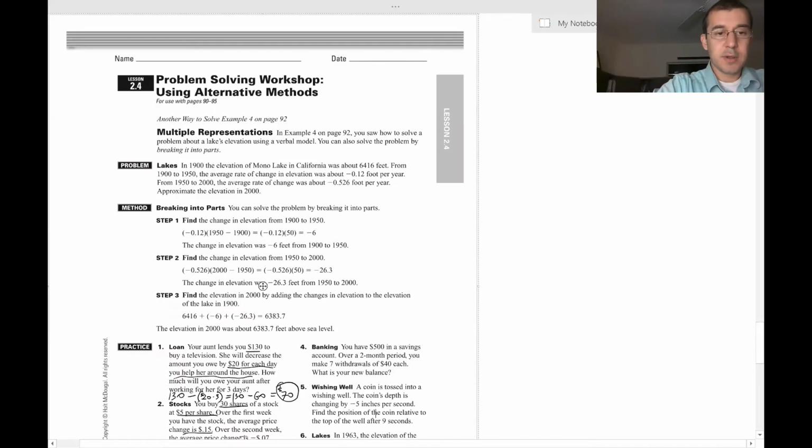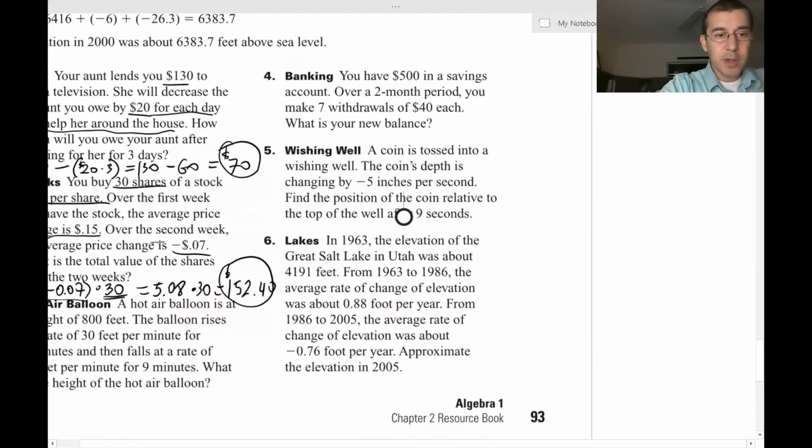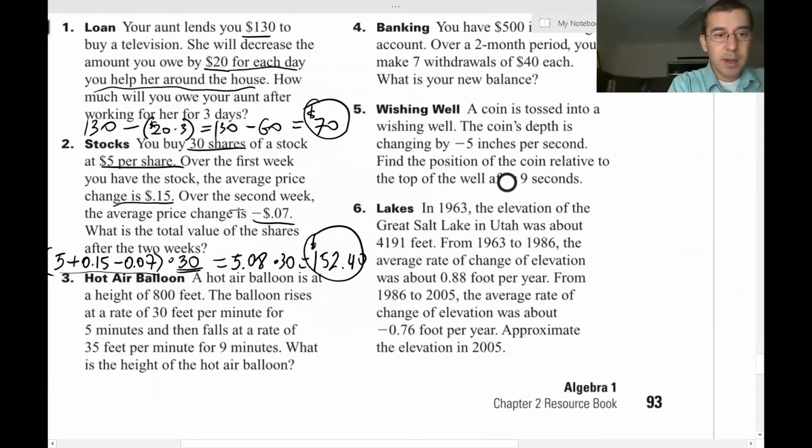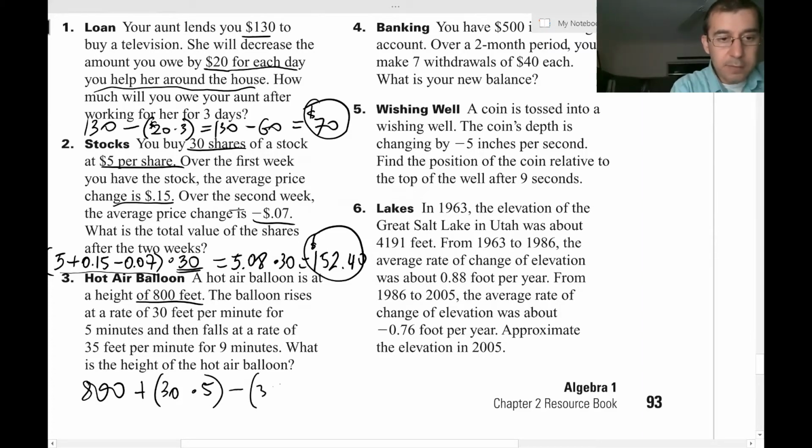Number 3, hot air balloon. A hot air balloon is at a height of 800 feet. The balloon rises at a rate of 30 feet per minute for 5 minutes, and then falls at a rate of 35 feet per minute for 9 minutes. What is the height of the hot air balloon? So it starts off at 800, and then it rises up, so plus 30 feet per minute times 5 minutes, and then falls, minus 35 feet times 9 for 9 minutes.